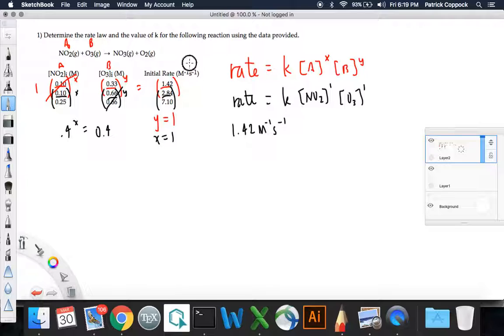Oh, that's why people got that wrong. Look at that. It's supposed to be molars per second, not reciprocal molars per second. A lot of people got that wrong. That's the reason why right there. I didn't realize it was wrong in the exam. I'll have to go back and add that to your scores.